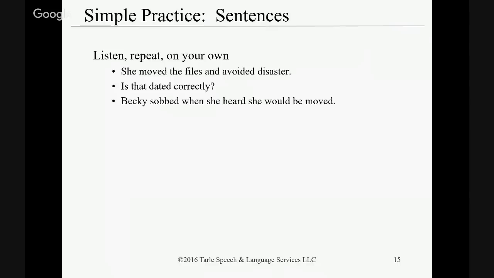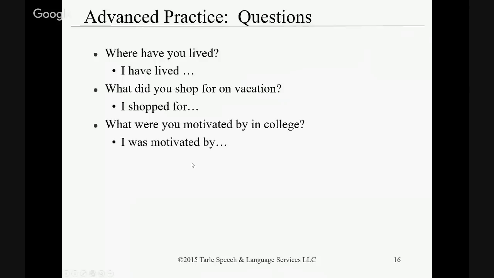Just listen. She moved the files and avoided disaster. Is that dated correctly? Becky sobbed when she heard she would be moved. Okay, so go ahead and try those 3 sentences. Okay, excellent. This is getting even a little more advanced.